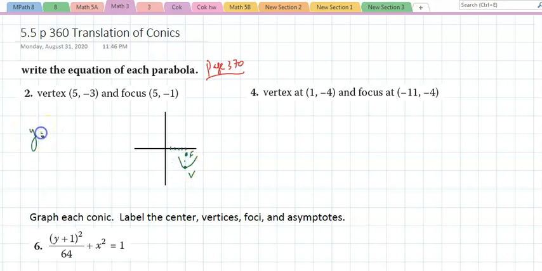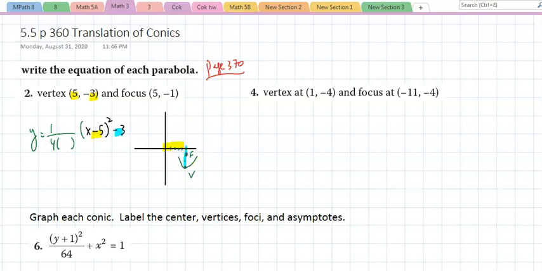That means y equals 1 over 4p times, and if the vertex is at 5, negative 3, wouldn't that be x minus 5 squared minus 3? So you shift 5 units to the right, 3 units down.